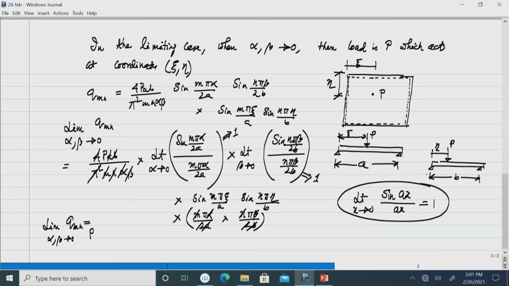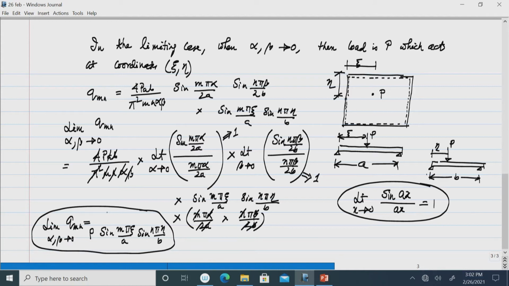p is there, and sin m pi xi by a sin n pi eta by b. So, that is the limit of this function q m n. Once the limit is found, then we can find the a m n. So, expression a m n is now found out with the help of this limiting value.